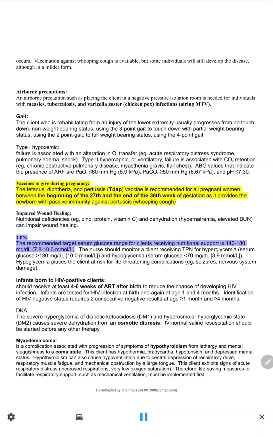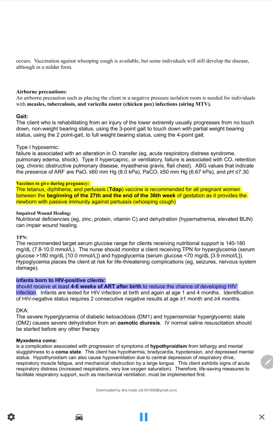TPN. The recommended target serum glucose range for clients receiving nutritional support is 140 to 180 mg per deciliter, 7.8 to 10.0 mmol/L. The nurse should monitor a client receiving TPN for hyperglycemia, serum glucose greater than 180 mg per deciliter, and hypoglycemia, serum glucose less than 70 mg per deciliter. Hypoglycemia places the client at risk for life-threatening complications, e.g., seizures, nervous system damage.